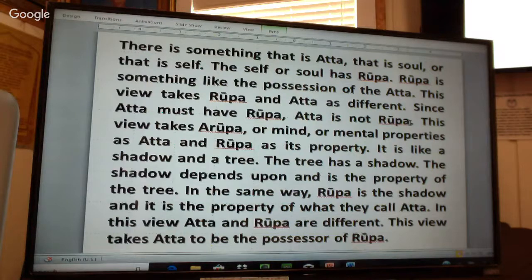So in the same way, in this round view, rupa, material, is the shadow, and it is a property of what we call atta. Atta, soul, is like the tree. Material rupa is like a shadow. So rupa is a property of the atta. We call it like this. So in that view, atta, soul, and rupa, material, are different. This view takes atta, soul, to be the possessor of the rupa, material, like a tree and shadow. Okay?